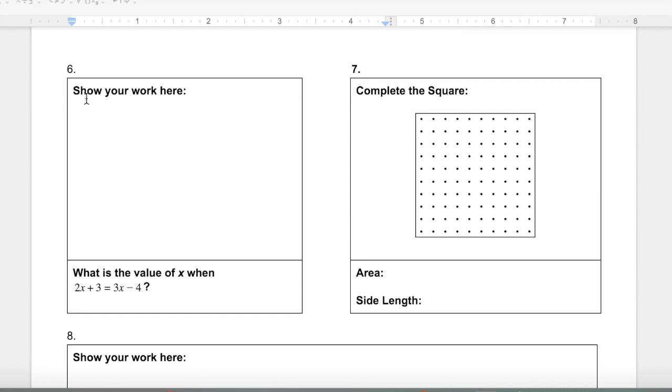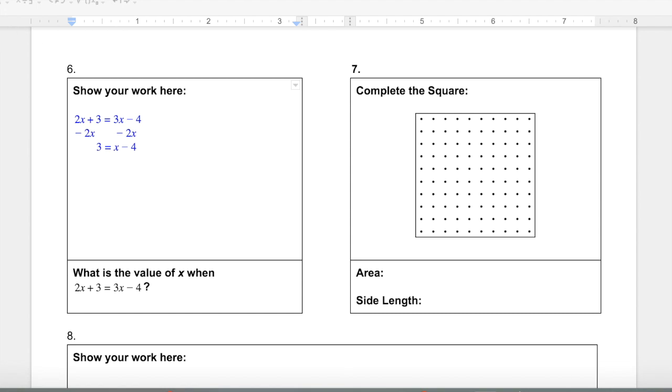Number 6. On number 6, it is asking you basically to solve the equation. So we start with 2x plus 3 equals 3x minus 4. Then we are going to move our constant to one side. So we're going to subtract 2x from both sides of the equation. And that leaves us with 3 equals 3x minus 2x, which is x, minus 4. And I'm going to go ahead and move this over so it kind of lines up nicely.